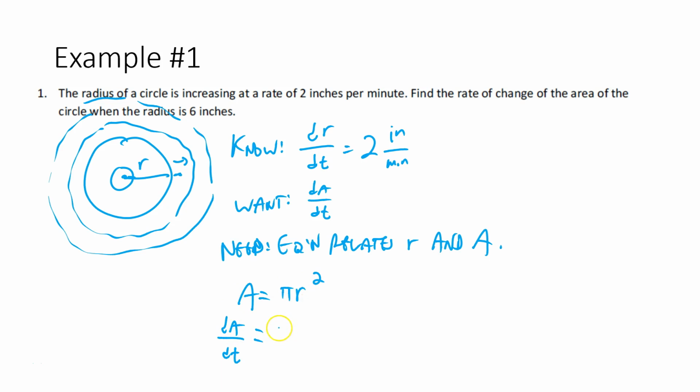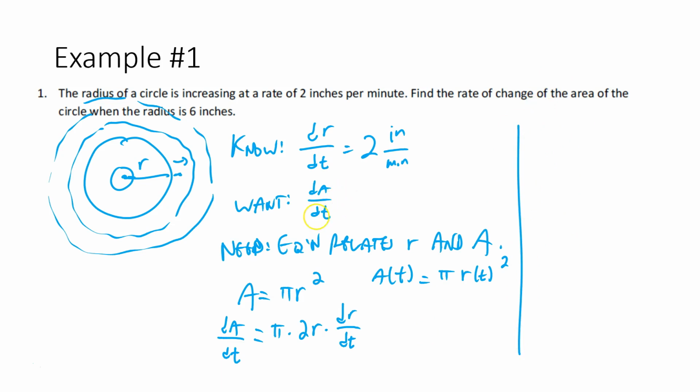And that's going to be equal to pi times 2r, so the 2 comes to the front, times dr dt. So again, remember this is A of t, because area is changing as time increases, and this is r of t squared. So the 2 came to the front, and then I took the derivative of r with respect to time. So every time you do this, you're going to have to chain. Now, what we're going to do is solve for what we want. Okay, so we want dA dt.